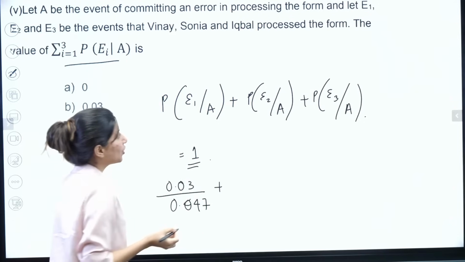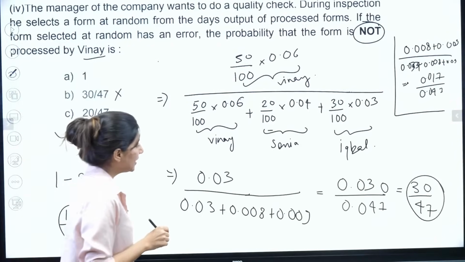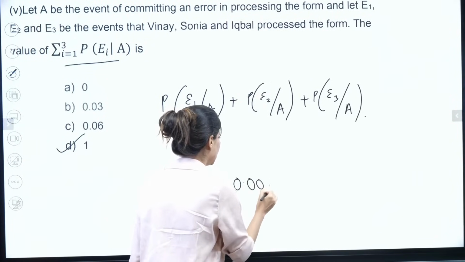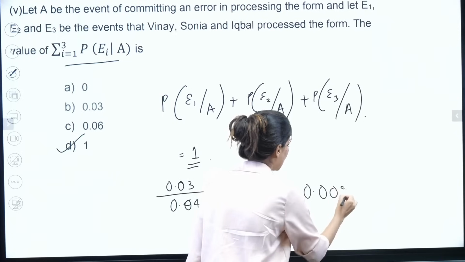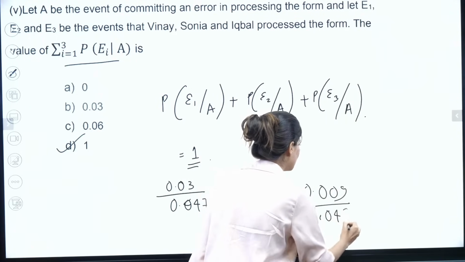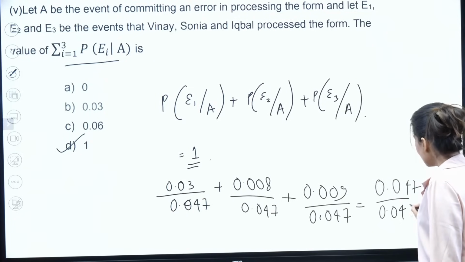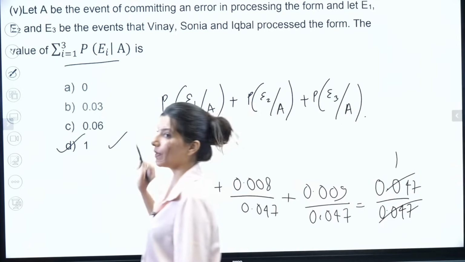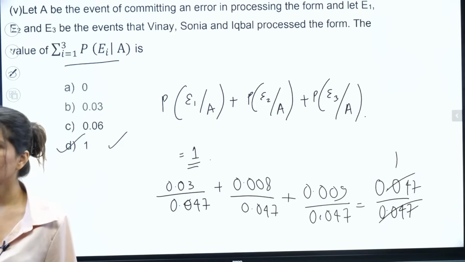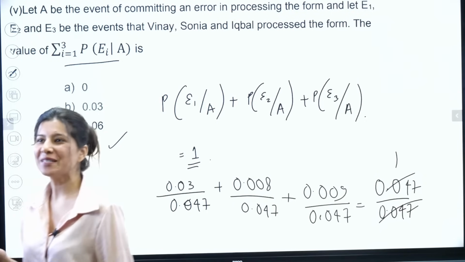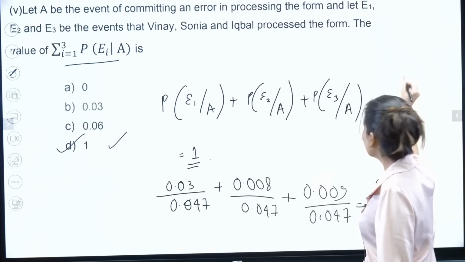And then the probability of what we are looking for is, so this is Vinay. What about Sonia? So probability of Sonia will be 0.008 upon 0.047 plus probability of Iqbal would be 0.009 upon 0.047. If you solve it, what do you get? Again, you're going to get 0.047 upon 0.047, which is going to be 1. So that's why it is 1. Okay? Vinay plus Sonia plus Iqbal is equal to 1.